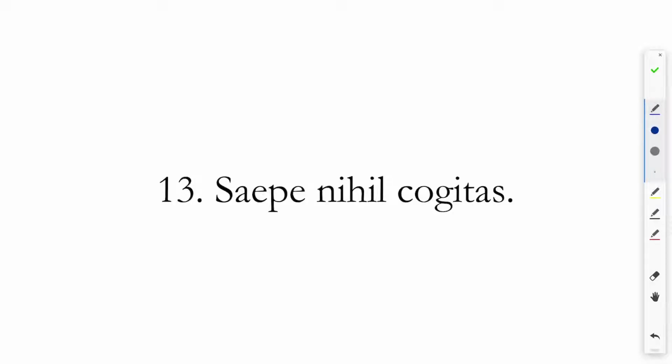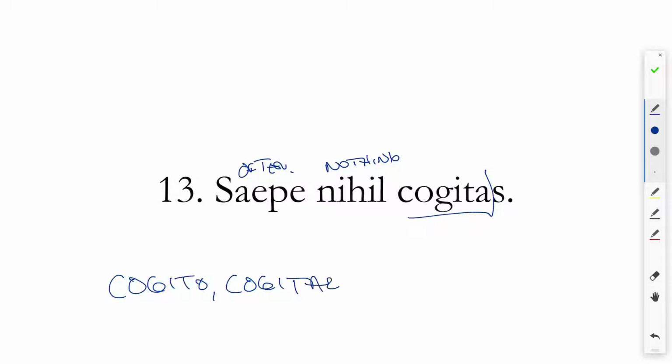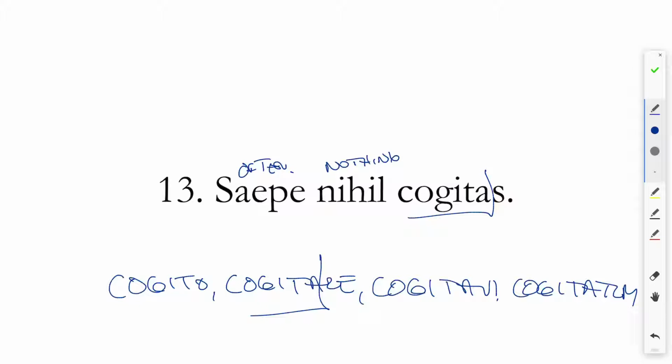Number 13, saepe nihil cogitas. Often. Nothing. Cogita, there's your stem. It comes from the word cogito, cogitare, cogitavi, cogitatum. That is your stem. So thinking, who's doing the thinking? You have to get it from the verb. The S means that you alone, you singular, are thinking. You think often. You think nothing. Second person singular, present, active, indicative.